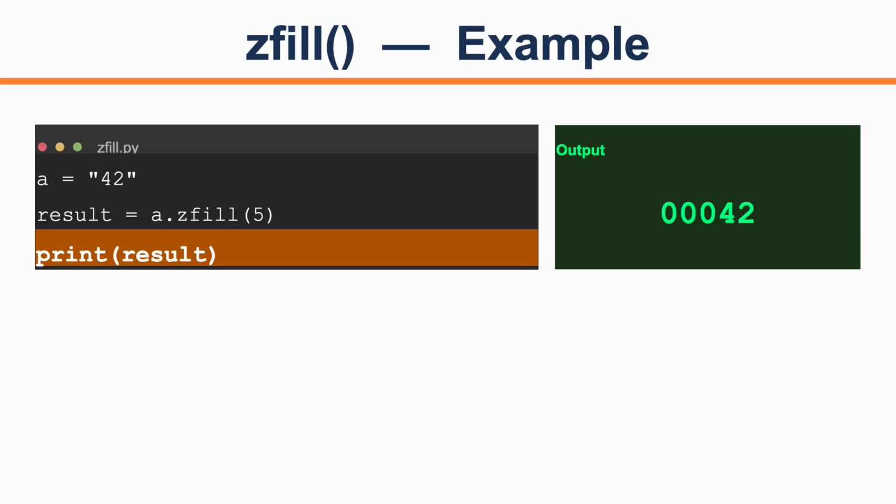Here we store the string 42 in a variable called a. Calling zfill with a length of 5 adds 3 zeros to the beginning of the string. The final result becomes 00042, padded to 5 digits total.